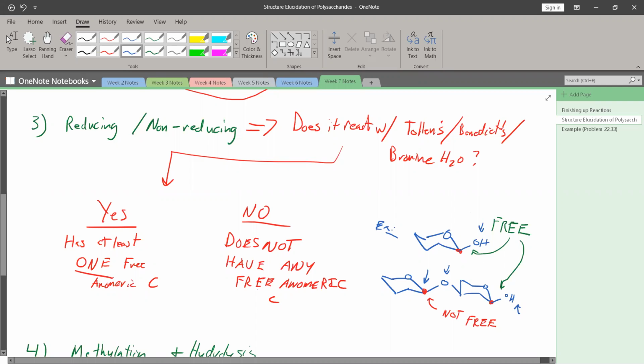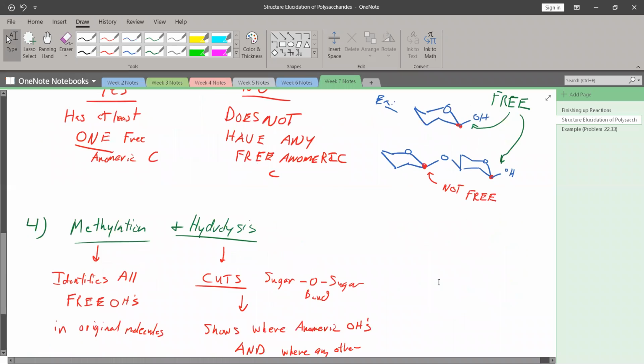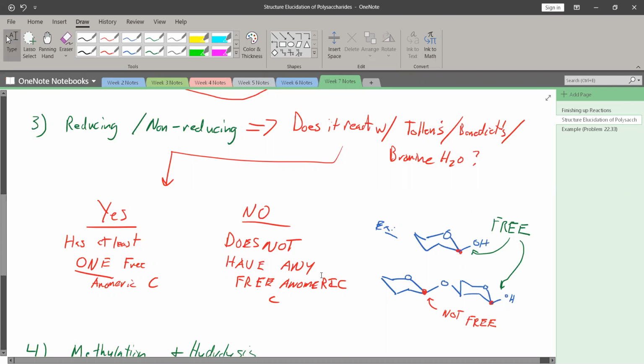However, if you were to react both of these sugars in your molecule, they would both be considered reducing sugars, because they both have at least 1 free anomeric carbon. So in this case, we couldn't really tell the difference between these 2, but note that that's one way we can tell. If it doesn't react, it's non-reducing, which is a huge hint that none of these sugars have any free anomeric carbons.